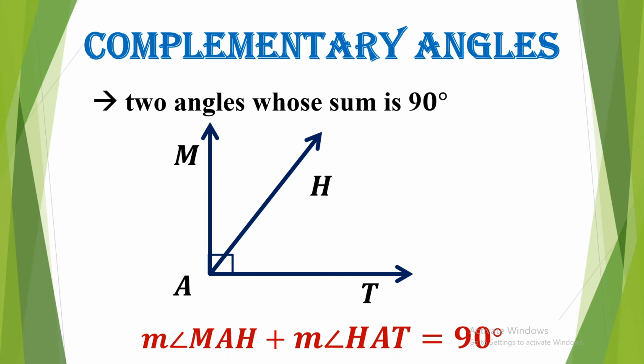A while back for supplementary, the sum is 180 degrees. So if the measure of angle HAT is 63 degrees, then what is the measurement of angle MAH? Very good. It's 27 degrees. So we just have to subtract 63 degrees from 90.